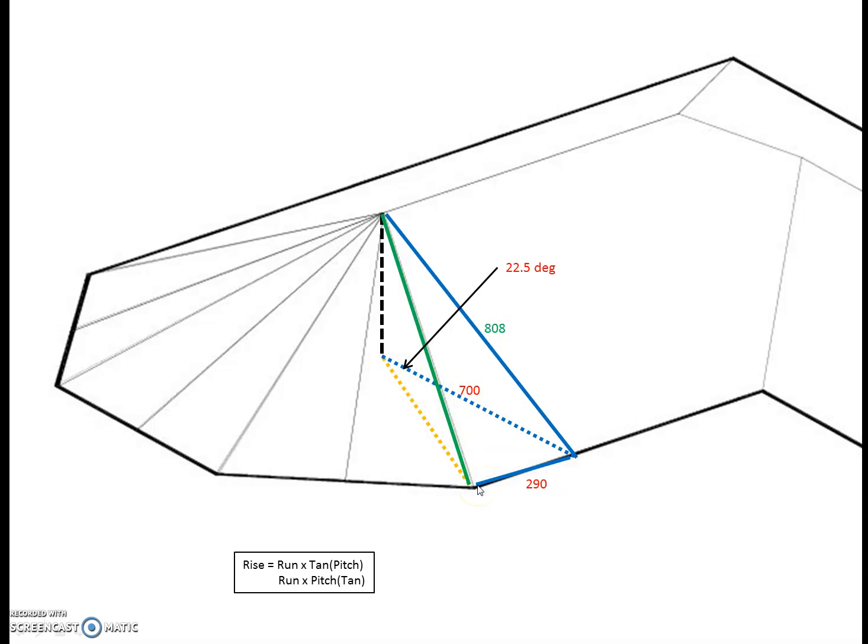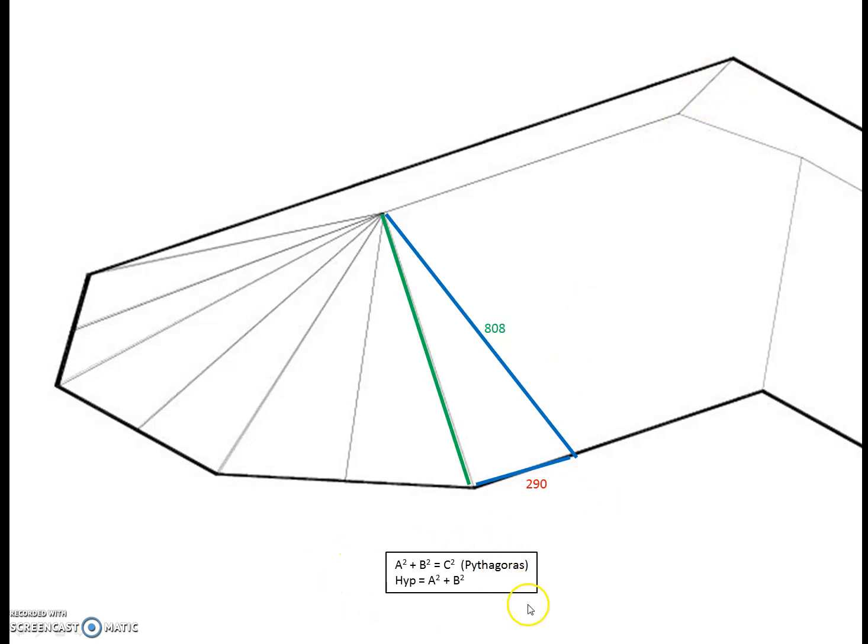So now we have everything we need to get the geometric length of this rafter. We have a triangle. It's a right angle triangle. This is the right angle on that side. And we have two sides of this right angle triangle. So just like the previous hip up here that we worked out before, we're going to use Pythagoras. 808 squared plus 290 squared, square root of the answer, equals 830 for our geometric length of that hip rafter there, which will also be the geometric length of the other hips.